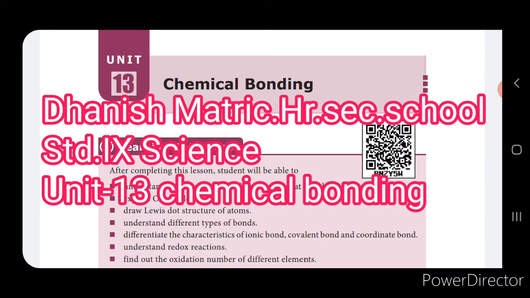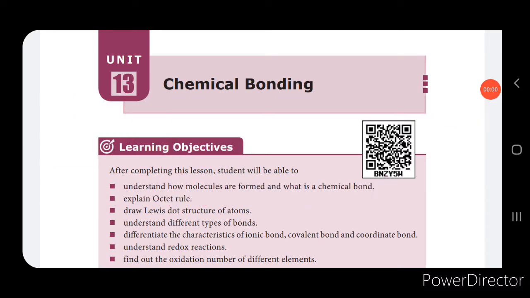And today we are going to see an interesting chemistry lesson, that is unit 13, chemical bonding. And here in this session we are going to see what is chemical bond, octet rule, and about the Lewis dot structure. And also we are going to learn about different types of bond, that is ionic bond, covalent bond, coordinate bond, and what is redox.